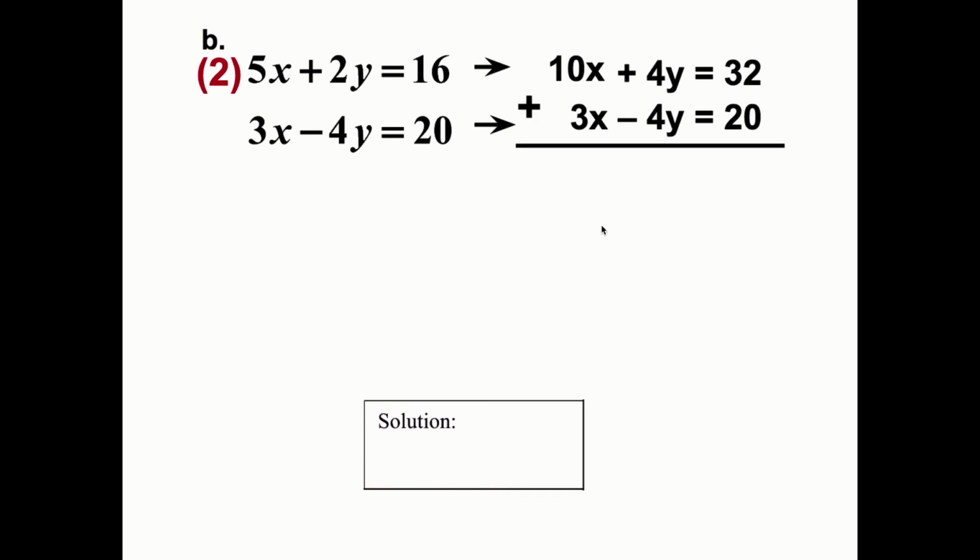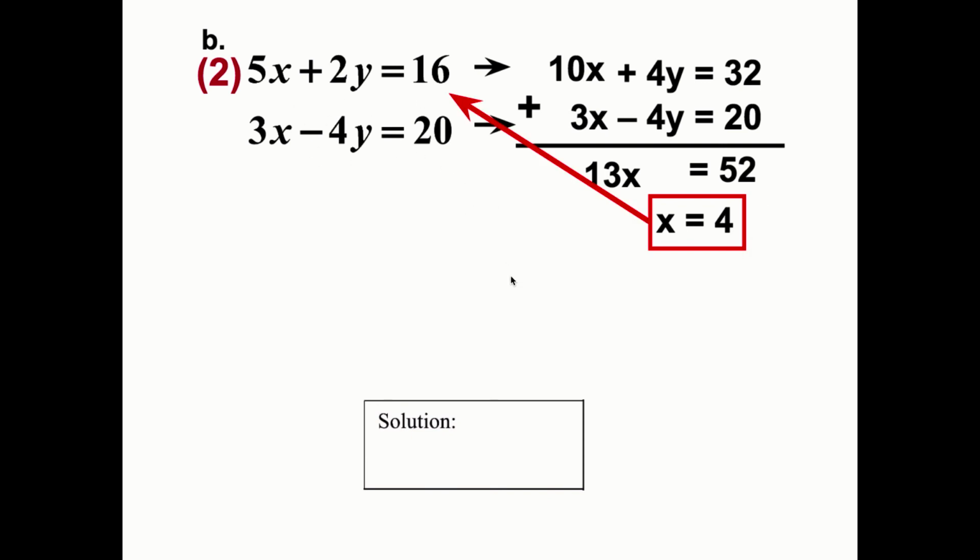So this means I can go ahead and add the equations. So 10x and 3x makes 13x, the y's cancel, and this gives me 52. Divide both sides by 13, I'm going to get x equals 4. Still have to solve for y. You can choose the top or the bottom equation, it doesn't matter. In this case, I'm choosing the top.